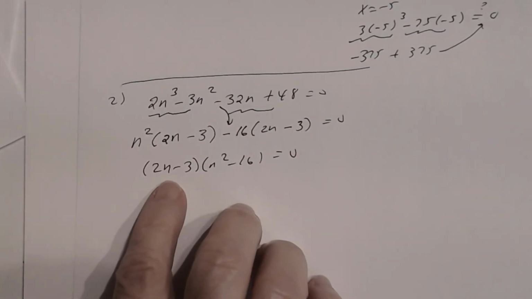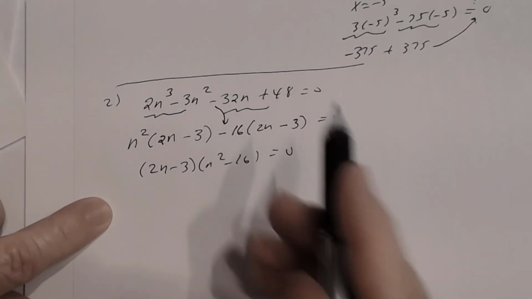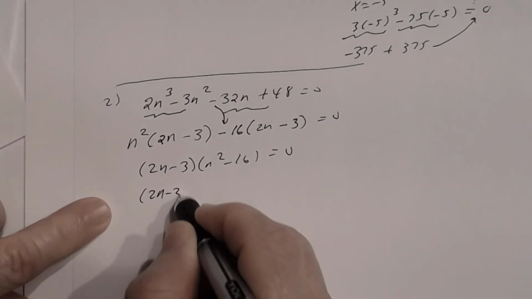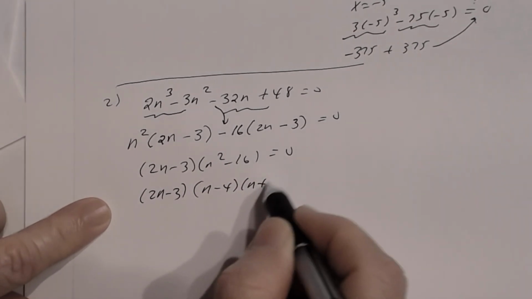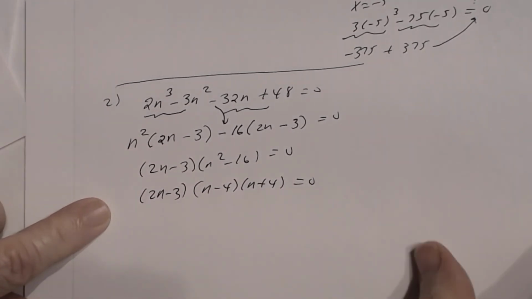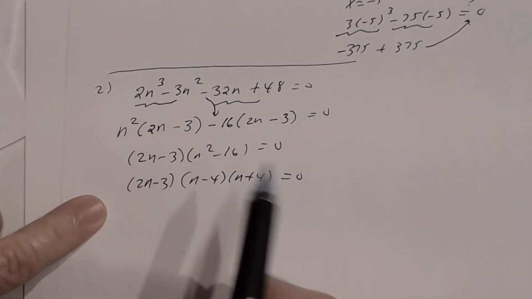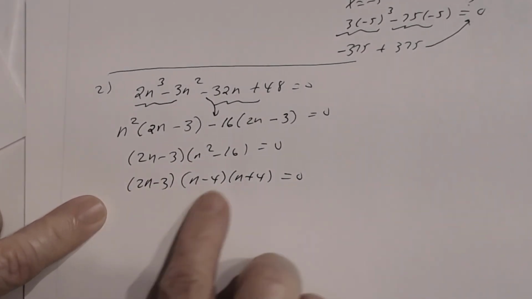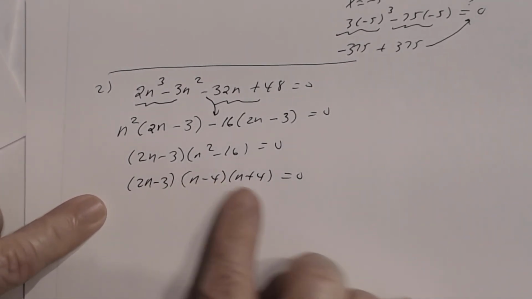Now I can't do anything further with 2n minus 3, so I'm going to leave that alone. And so over here, I'm going to get 2n minus 3 times n minus 4 times n plus 4, and that's equal to 0. So notice in this polynomial equation, I ended up factoring as 3 factors. So I have 3 factors whose product is 0.